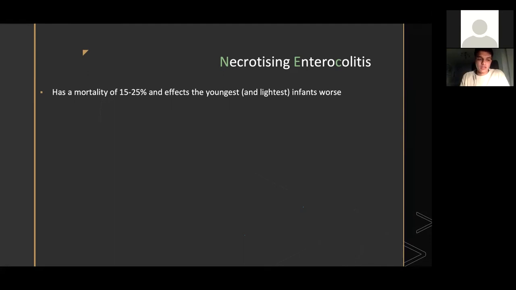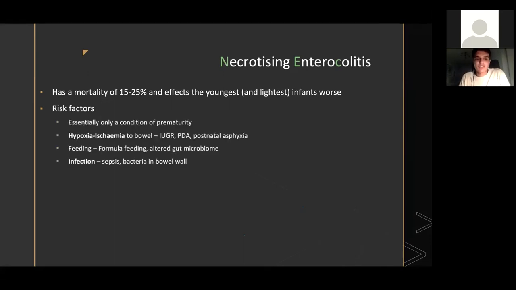Okay. So risk factors. It's basically only for premature infants, right? You will not see this in a 40-week-old or someone 2 months of age. The pathology is that there's hypoxia and ischemia of the bowel, okay? There's many things that contribute to this: IUGR, heart conditions that reduce bowel and gut circulation, asphyxia at birth.